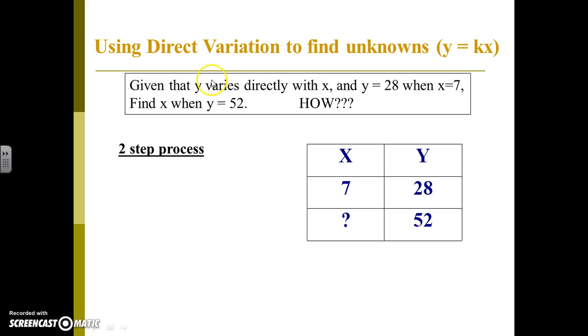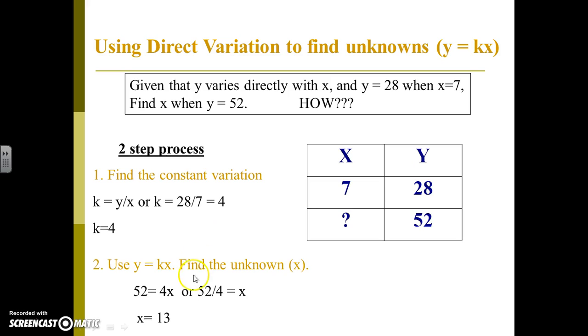Well, because we know that y varies directly as x, they're telling us that we have a direct variation. So if we have a direct variation, we can just take this 7 and that 28 and set up a ratio of y over x and find that our k value, our constant, is 4. So if that's the case, then we plug it back into our equation and have y equals 4x, y equals kx, and k is 4 here. So if k is 4, then we see that 52 equals 4x, and now we just need to solve for the x. We divide both sides by 4, and we see that x equals 13. So that's how we're going to do this.